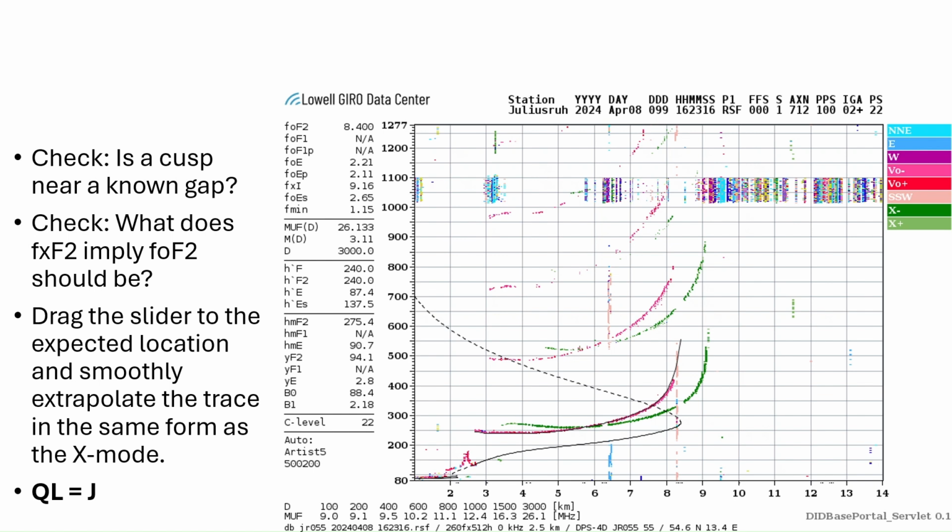Again, anytime you see this at the top, this is not a manual scaling. This is not a recommendation of how to scale this. I just wanted to put up the ionogram and point to it, and this is the easiest way to get an image. When you infer foF2 from the X mode trace, you should use the qualifying letter J to say that you have not necessarily directly measured this, but you have inferred it, and you have reasonable confidence in having done so.